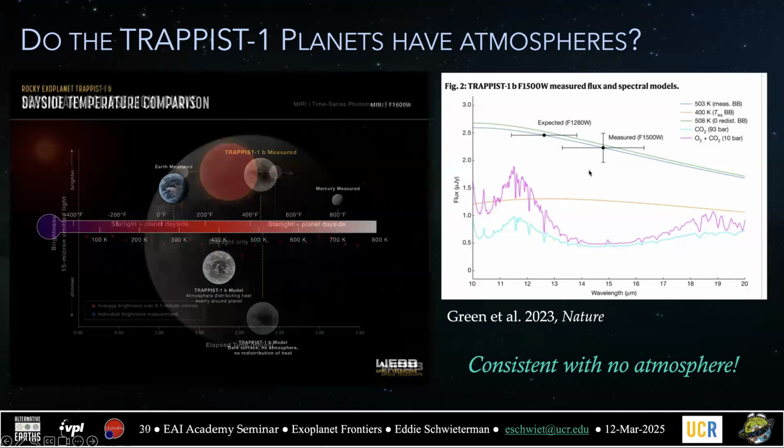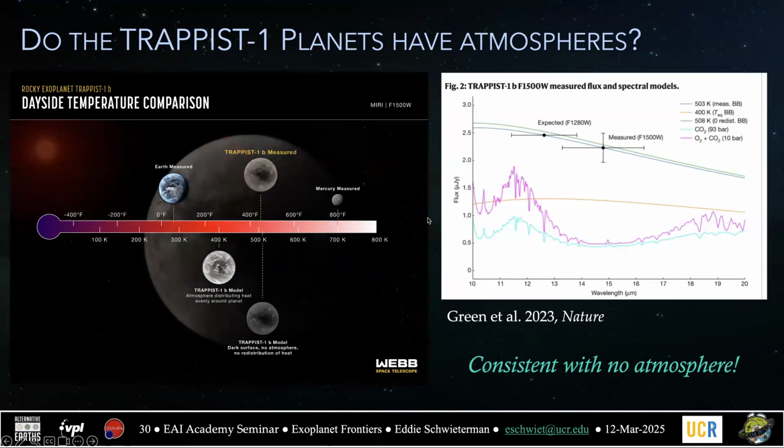So the measured temperature that we have of TRAPPIST-1b is consistent with bare rock. In other words, that there is no atmosphere, and if there is an atmosphere, it's very thin. So we don't know. There are some, again, uncertainties on that measurement, but so far, evidence is consistent with TRAPPIST-1b at least not having an atmosphere.